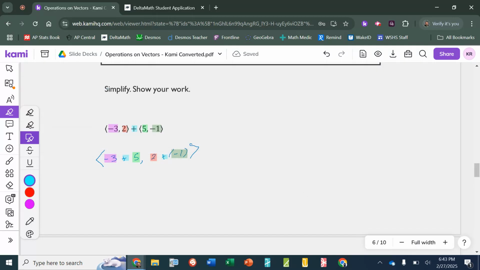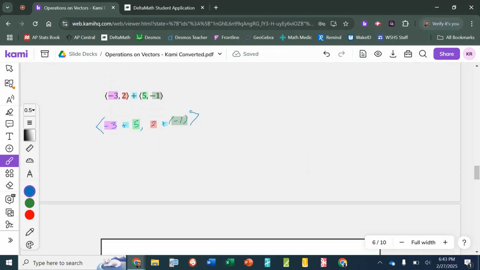And now all I need to do is simplify it. So negative 3 plus 5 gives us 2. And 2 plus a negative 1 will give us 1. And that's all there is to adding two vectors.